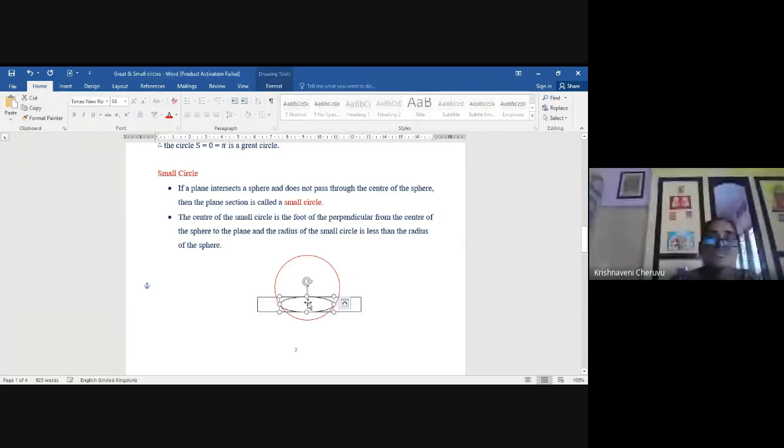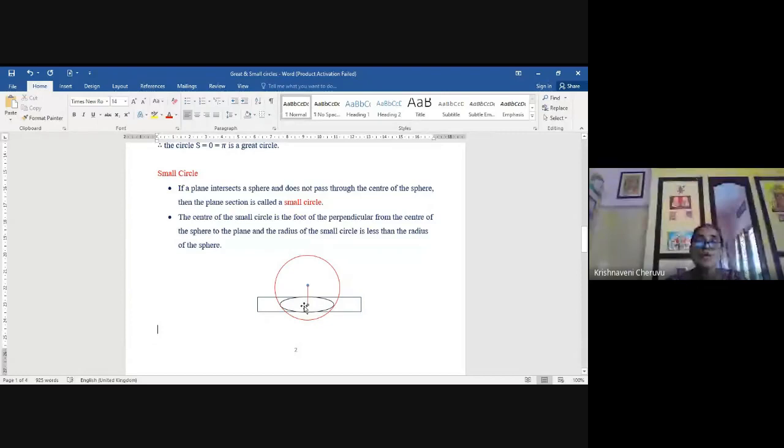So this is the plane. From the center of the sphere, if you draw a perpendicular, it will meet the plane at some point, and that point is the center of the circle. So the center of the circle is the foot of the perpendicular drawn from the center of the sphere to the plane.